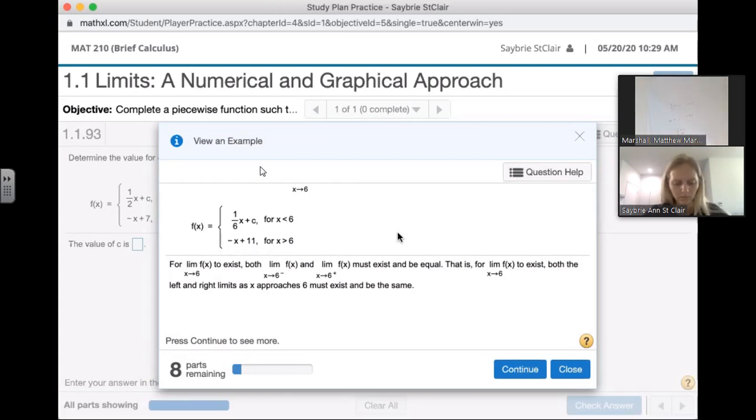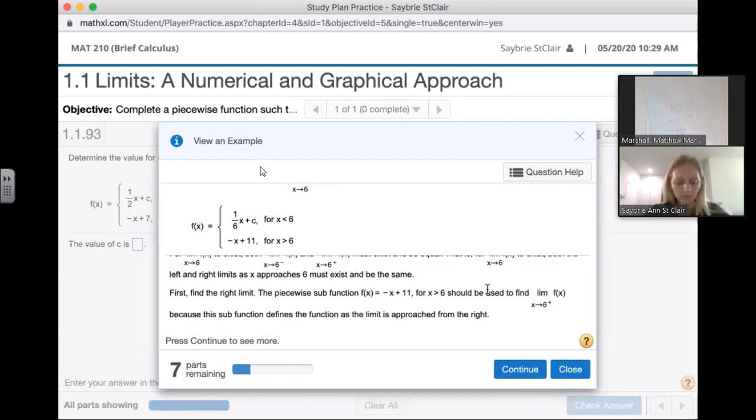So it just says you're talking about limits coming from the left and right of 6. First find the right limit. Negative x should be used. Okay, let me write down those problems there. So they're looking at the limit from the right, so this graph, more than 6 coming at it from the right side. Okay, go to continue, see what they say.